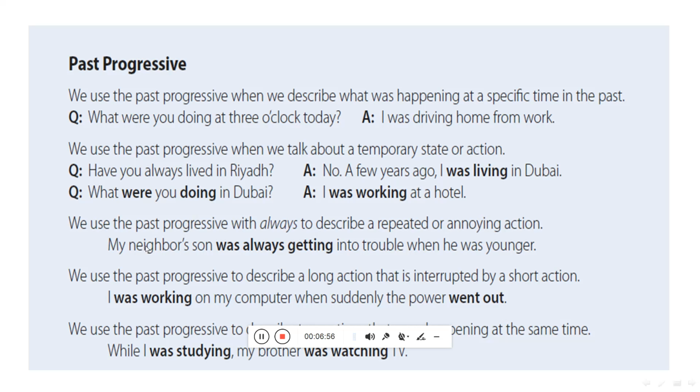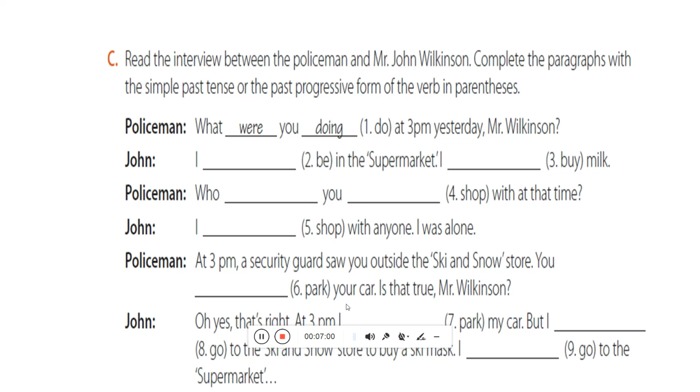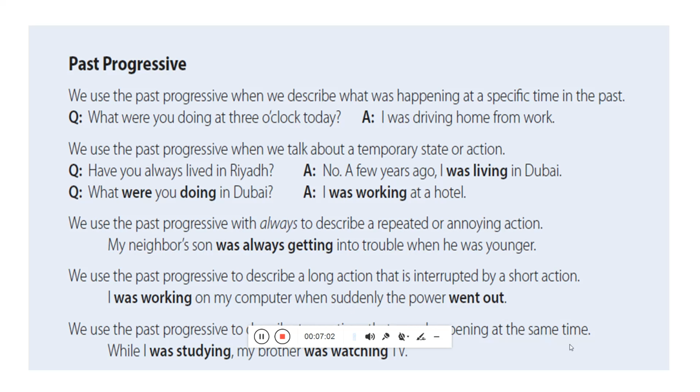Okay. We use the past progressive to talk about two incidents that were going on synchronously, at the same time, I mean. While I was studying, my brother was watching TV. While she was sleeping, her daughter was preparing dinner, and so on.